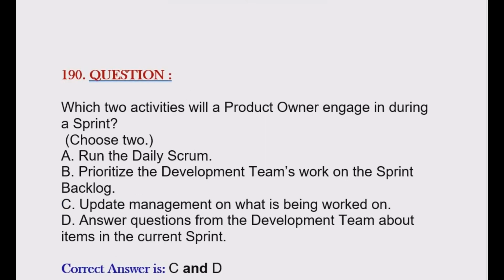Question is, which two activities will a product owner engage in during a sprint? Choose two options. Option A. Run the daily Scrum. Option B. Prioritize the development team's work on the sprint backlog. Option C. Update management on what is being worked on. Option D. Answer questions from the development team about items in the current sprint. Correct answer is option C and option D.